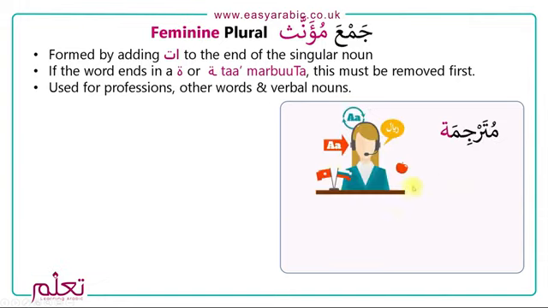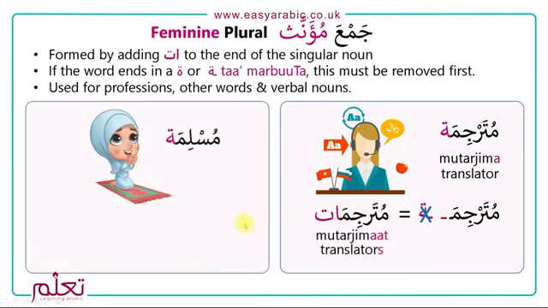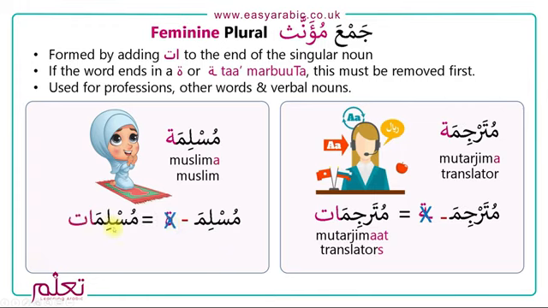Then we have mutarjima, which was the translator. So again, we take mutarjima, the ta marbuta we take off, we then add alif ta and we get mutarjimat, which is translators. Then we have muslima, which is Muslim, a female Muslim. So we have muslima, the ta marbuta comes off and then we add the alif ta, becomes muslimat.